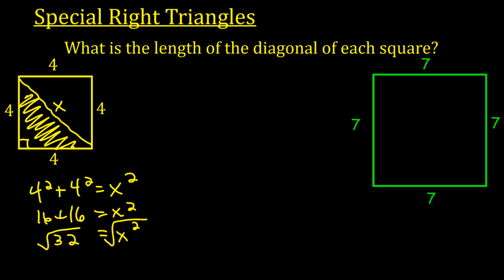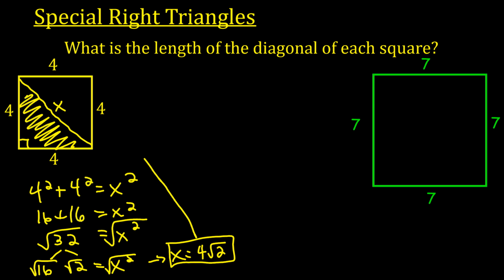At this point, you could punch it in your calculator. But what we're going to do today is make sure we get the exact answer. So we're going to break this one up. We're going to simplify this square root. 32 is 16 times 2. And so this gives us x equals, the square root of 16 is 4, so it would be 4 times the square root of 2. So that diagonal is 4 root 2.